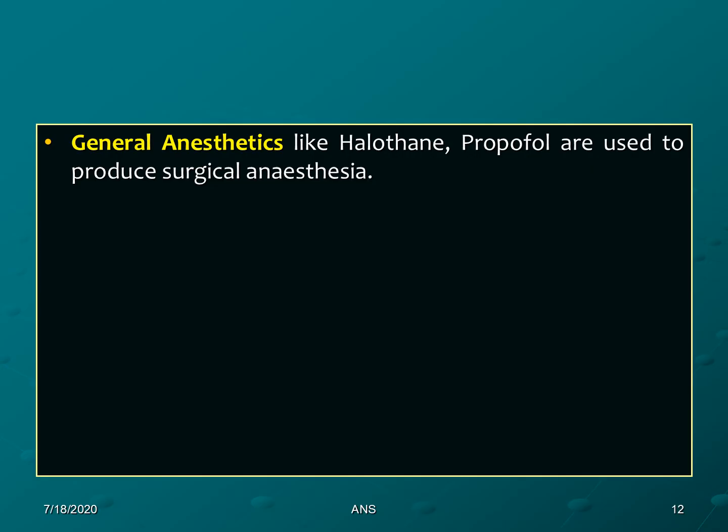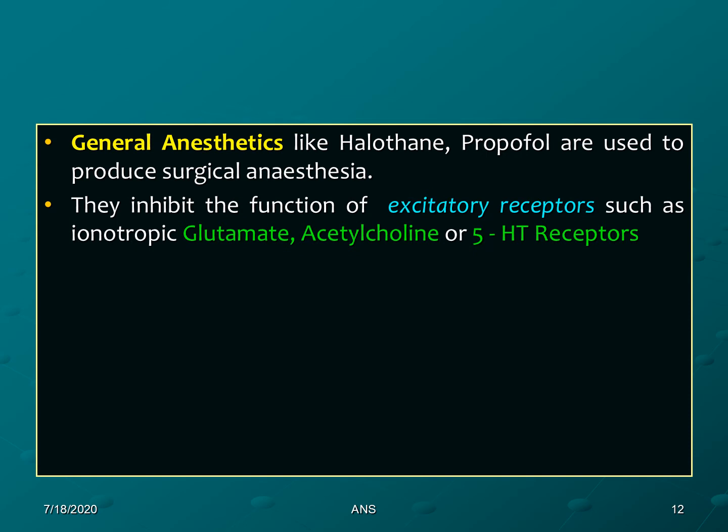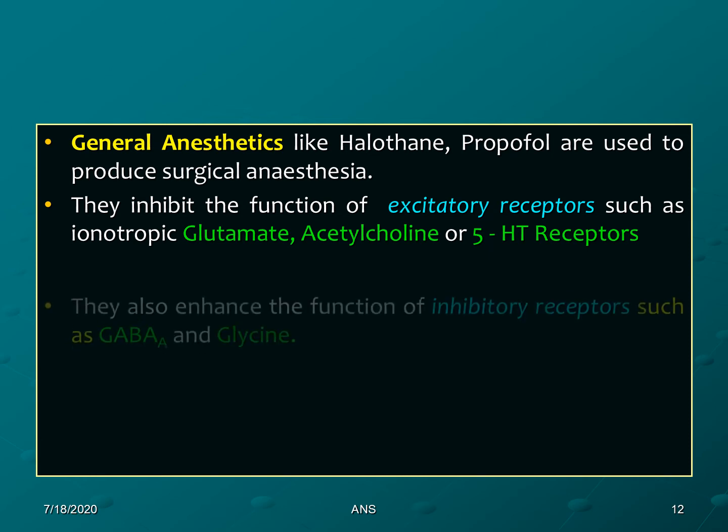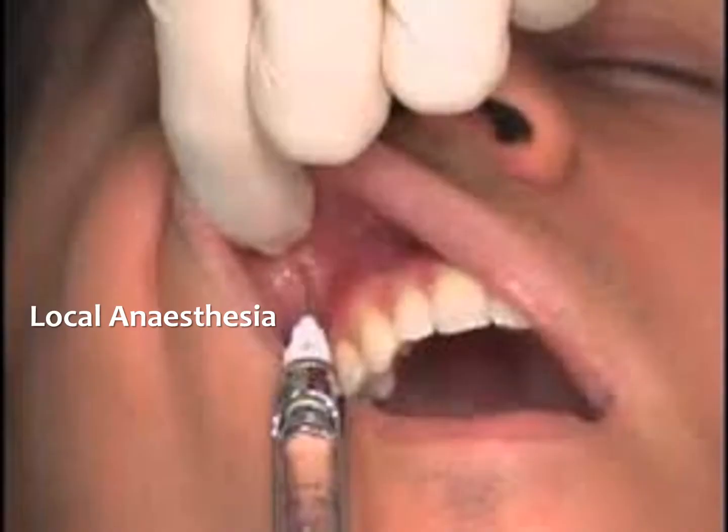General anesthesia, important agents are some gases, hallucinogens, etc., or even partly propofol, etc. They are used to produce surgical anesthesia. They inhibit the function of excitatory receptors such as, as we have just seen, ionotropic glutamate, acetylcholine, or serotonin receptors. These are inhibited by these general anesthetic agents. And they also enhance the function of inhibitory receptors, such as by increasing GABA and glycine activity. Obviously, they will inhibit the activity of the brain.